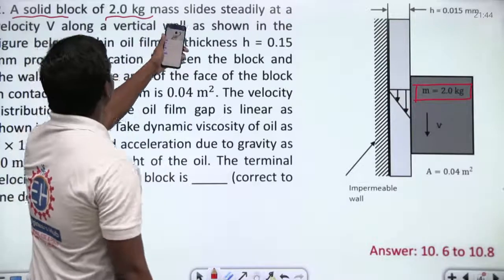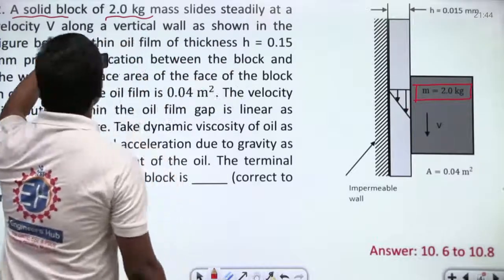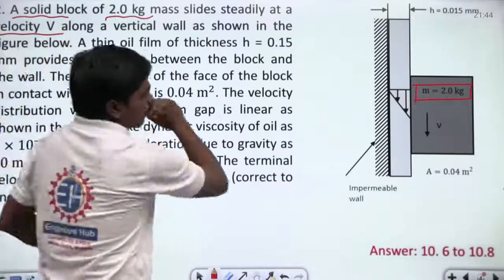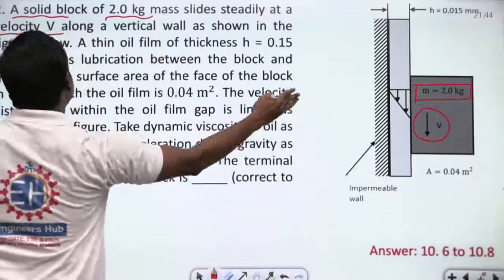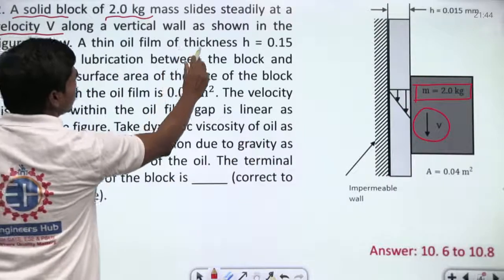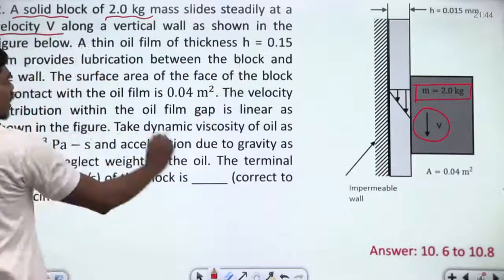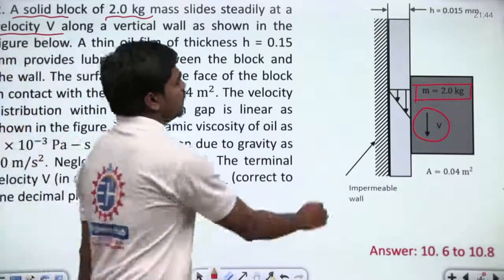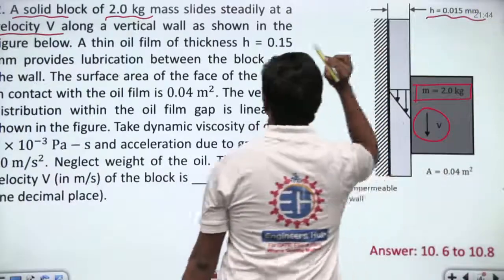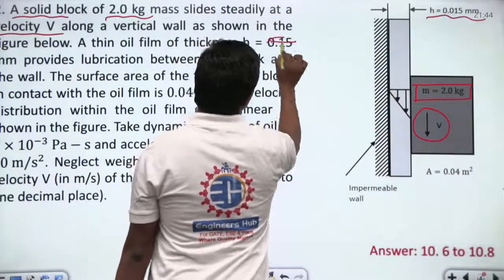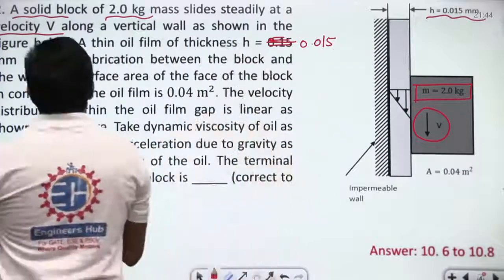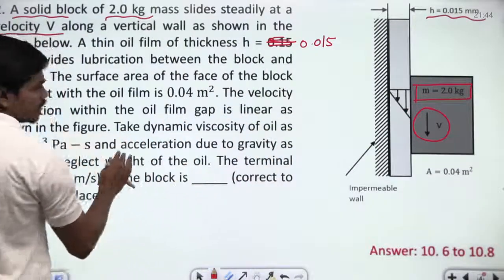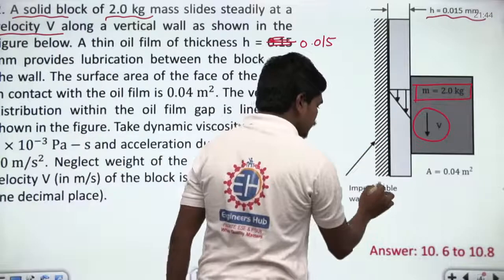A solid block of 2 kg mass slides steadily at a velocity v, which is also given here in the downward direction, along a vertical wall as shown in the figure. A thin oil film of thickness h is equal to 0.15 mm. I think there is some correction here. Yes, this should be 0.015 mm. Fine. It provides lubrication between the block and the wall. So there is a block and also an impermeable wall.